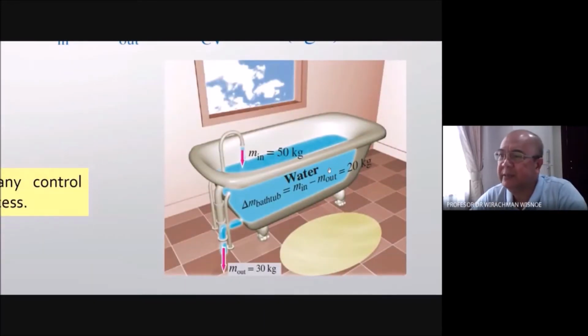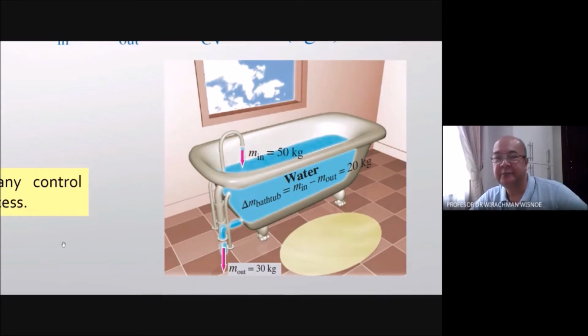Suppose we have a bathtub here and then we open the water tap. Just imagine for a certain time we put 50 kilograms of water inside the bathtub. And then at the same time, we release 30 kilograms from the drain. The amount of water that we add to the bathtub is 50 minus 30, 20.